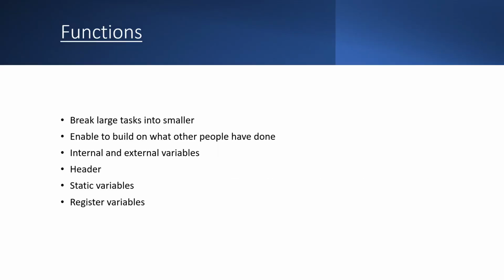Functions break large computing tasks into smaller ones and enable people to build on what others have done instead of starting over from scratch. Appropriate functions hide details of operation from parts of programs that don't need to know about them, thus clarifying the whole and easing the pain of making changes. C has been designed to make functions efficient and easy to use. C programs generally consist of many small functions rather than few big ones.